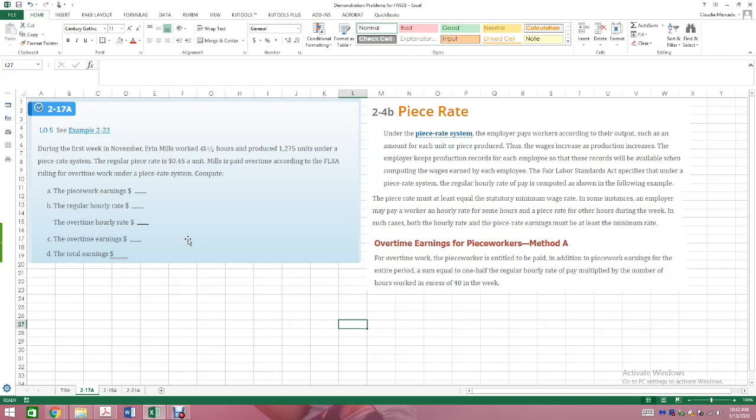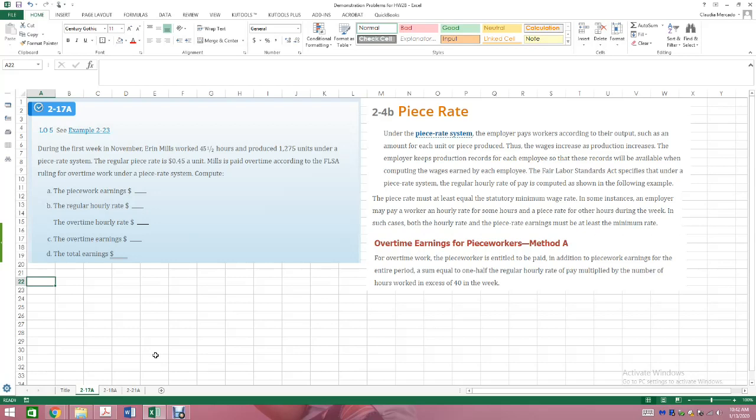Now, method A. For overtime work, the piece worker is entitled to be paid, in addition to the piece work earnings for the entire period, a sum equal to 1/2 the regular hourly rate of pay multiplied by the number of hours worked in excess of 40. So, to calculate the overtime, anything worked above 40 hours, they're going to get paid 1/2 the regular hourly rate. It's a lot of information. Now, let's apply this information to the problem.